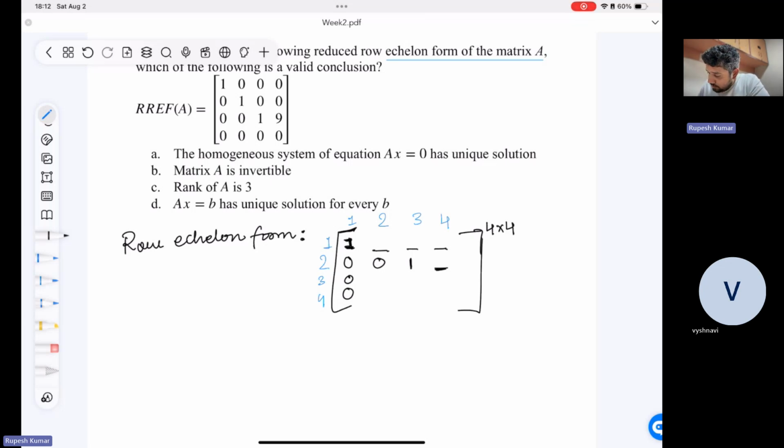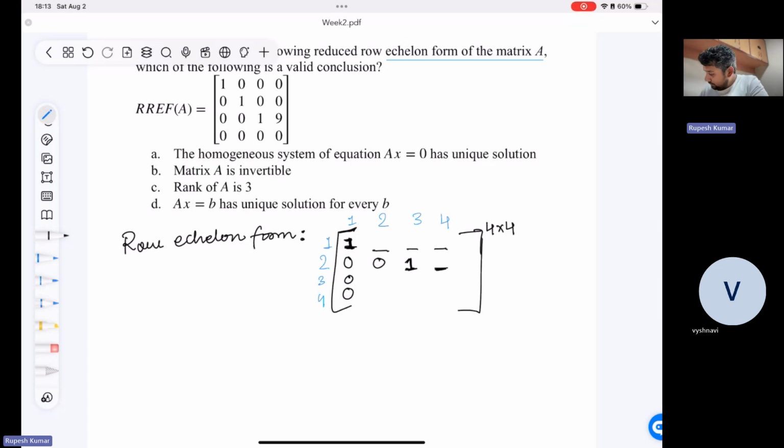This means the pivot element, the first element which is non-zero for each row, should be 1, right? So for, let's say, row 1, the first element that is non-zero is 1 in column 1. Now row 2, we see that the first non-zero element is in column 3, which is 1, and after that any value can be there.